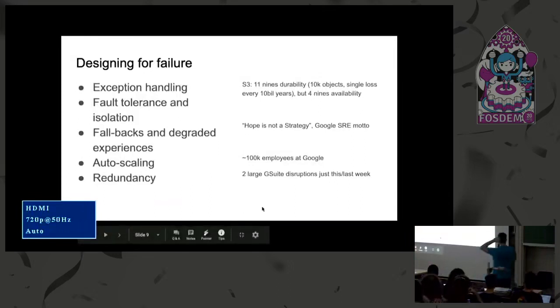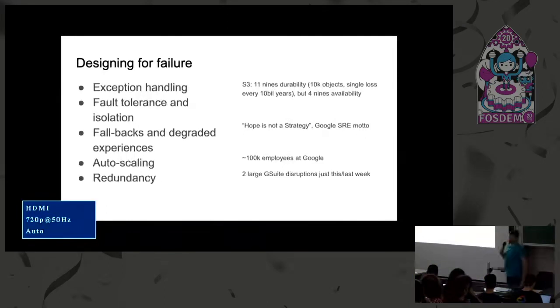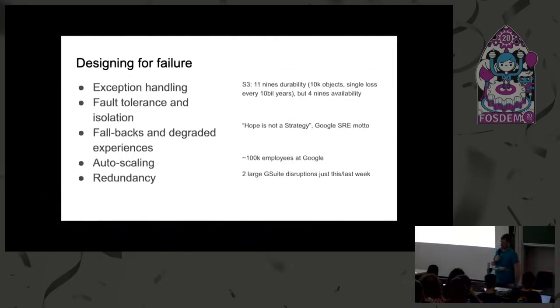As real-world examples, S3 has 11 nines durability, which means that if you have 10,000 objects, a single object can be lost every 10 billion years, which is great, except that it's only 4 nines availability. So that doesn't mean that your objects will always be available. It just means that they will be persistent and eventually will be available.